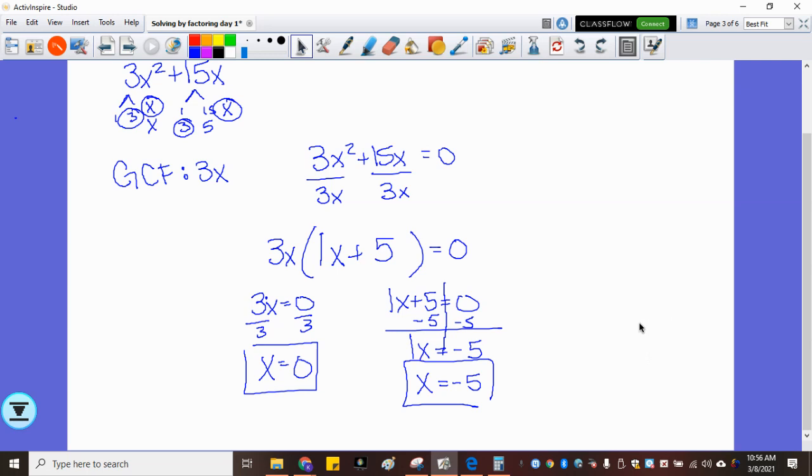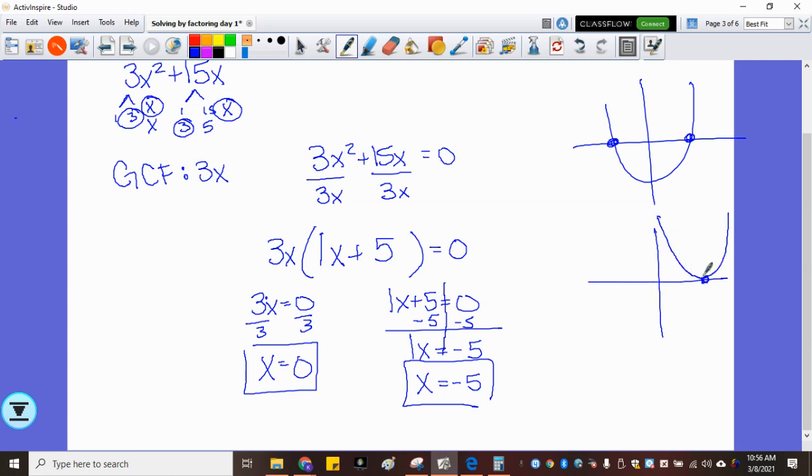Quadratics, remember from Friday, the solutions are where they cross the x-axis. So you can have 2, you can have 1. You actually can have none, but with factoring, I won't give you any of those. So you can have 2 solutions, 1 solution, or 0 solutions, no solution. Just so you know.